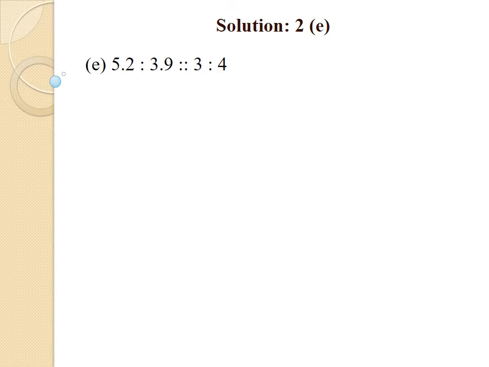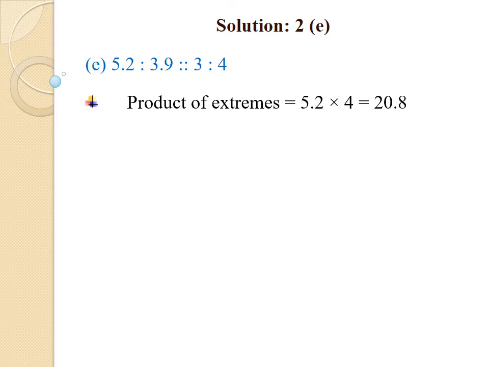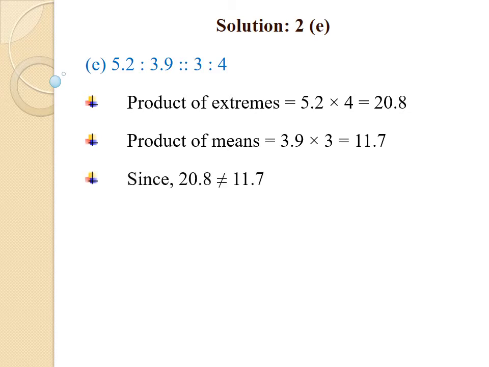Now, sum E: 5.2 is to 3.9 as 3 is to 4. Product of extremes equals 5.2 multiplied by 4, which equals 20.8. Now, product of means equals 3.9 multiplied by 3, which equals 11.7. Since 20.8 is not equal to 11.7, that is, product of means is not equal to product of extremes, the given statement is false.